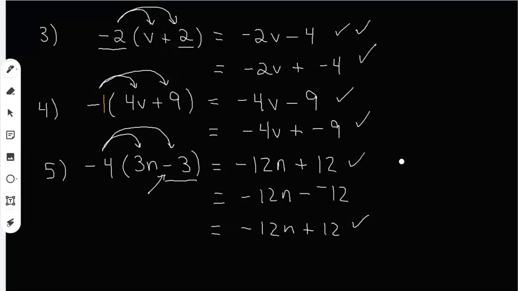Okay. So on the next slide, we're going to do 6 through 10. And we're going to be doing the distributive property like we've been doing for the first 5 questions. But we're also going to be combining like terms at the end. And you'll see how we do that when we do number 6. Okay?